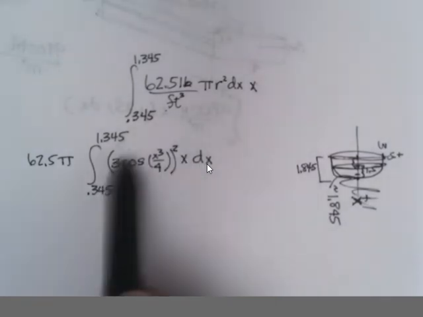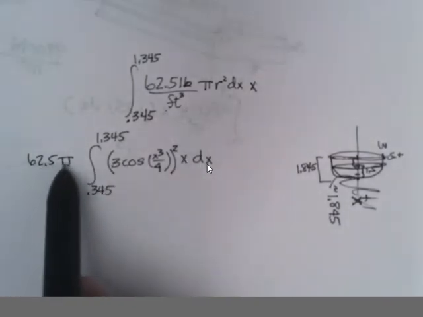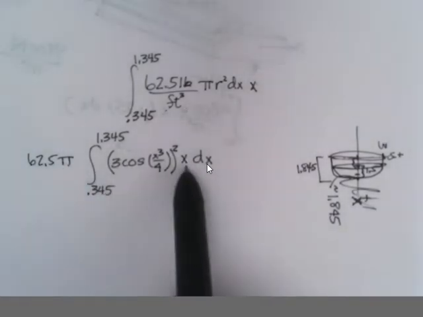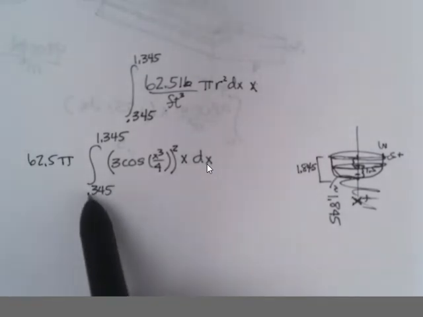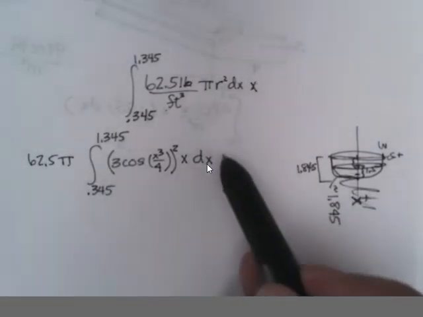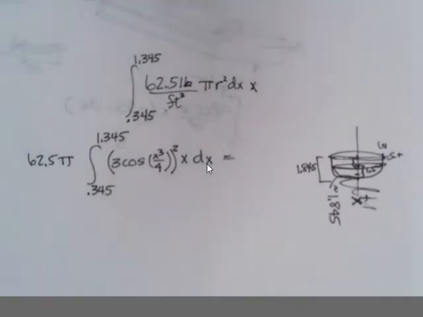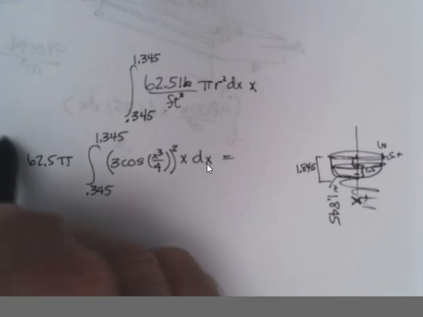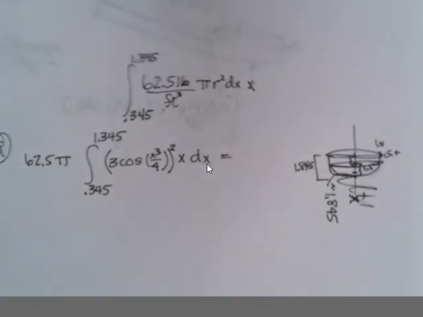And then it's a calculator problem. Type this into y1, and you can calculate the area from 0.345 to 1.345, and you get an answer that's not matching what's in the answer section of the book. But that would be part A. Part B.